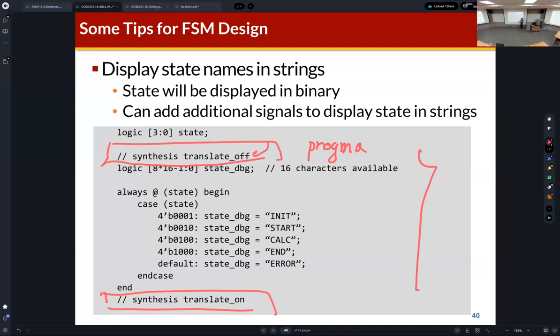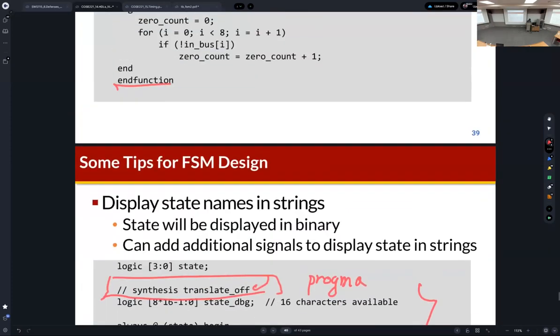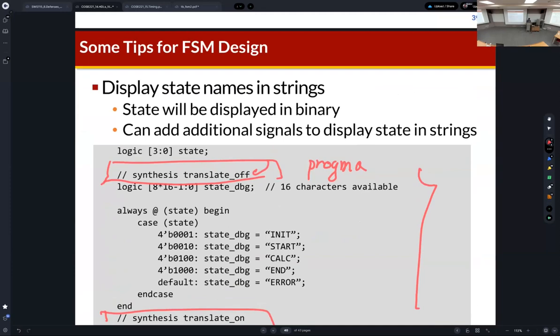So this is a debugging tool, because we are familiar with strings, not binary data. For the FSM, we just define the states with the state name, but the state name is encoded into the binary signal inside of the hardware. Then we can display the state name like this, but this statement needs to be omitted from the synthesis process. So we need to declare synthesis translate off and synthesis translate on. So this is the key for the FSM design.